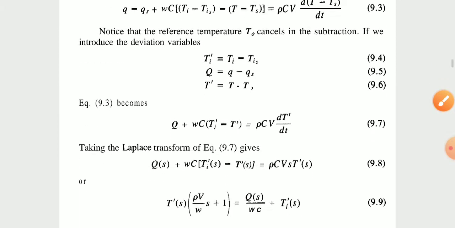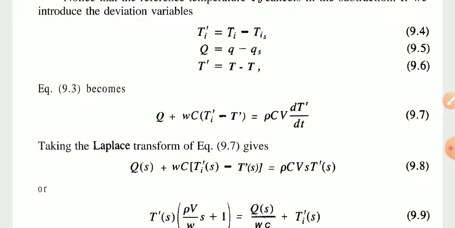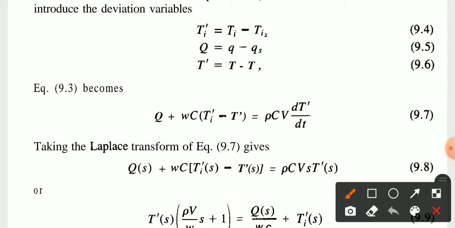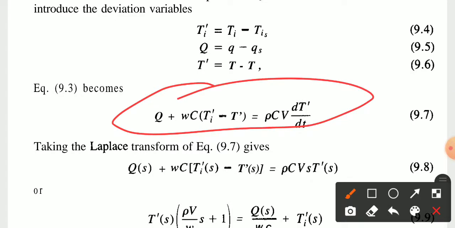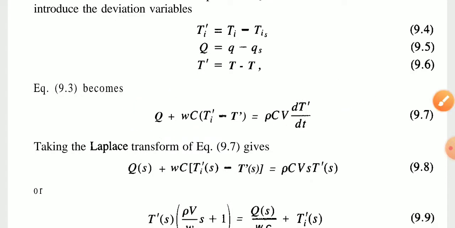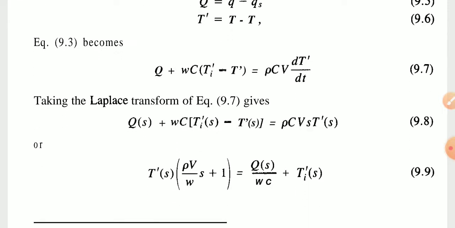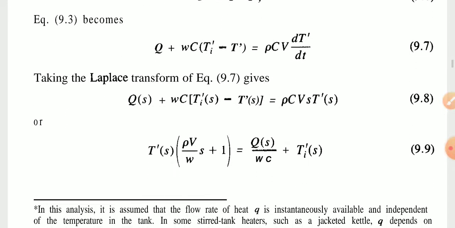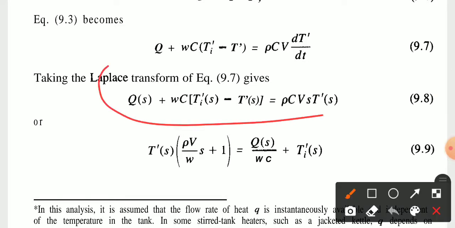Okay, on the basis of these equations, equation 9.3 can be written in this way: Q dash plus Wc (Ti dash minus T dash) is equal to rho Cv dT dash by dt. And taking the Laplace transform of equation 9.7 we get, for this basis equation, Q dash of s plus Wc (Ti dash of s minus T dash of s) is equal to rho Cv s T dash of s.